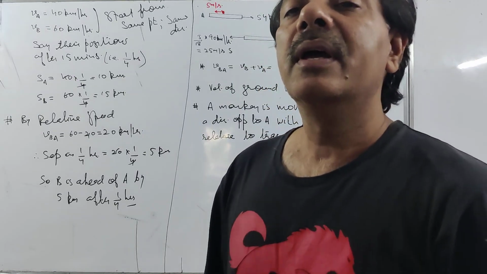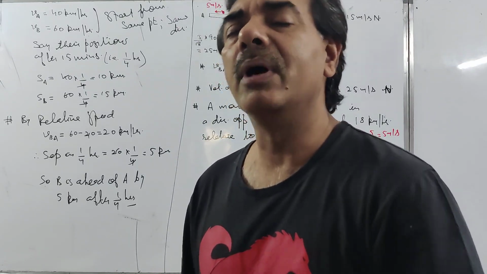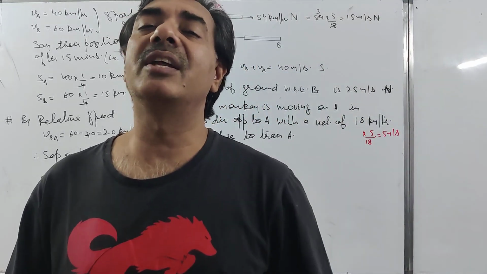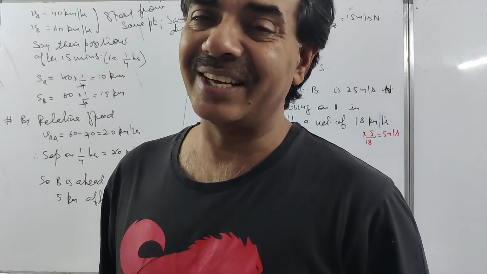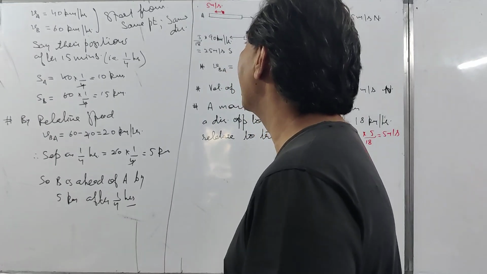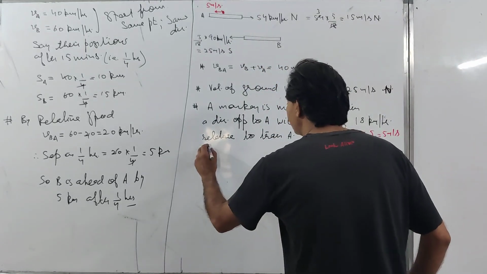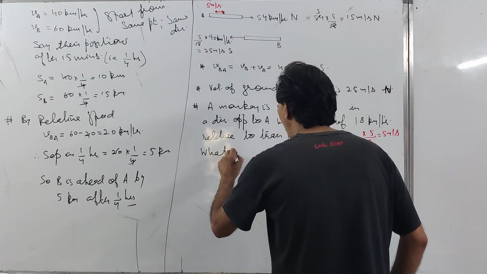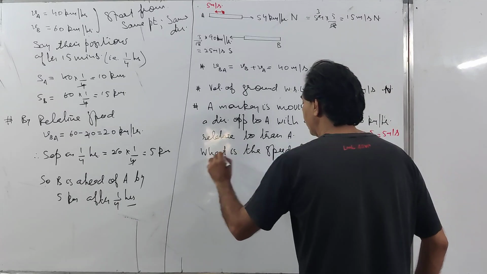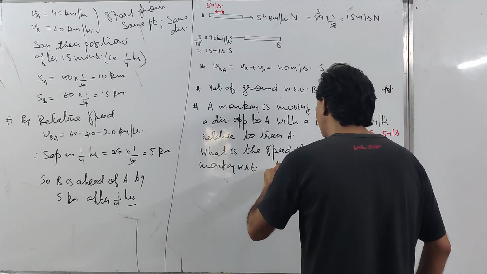You know what this means? Had the train A been at rest, the monkey is moving with a speed of 5 meters per second. The monkey's own speed is 5 meters per second. The question that he has asked is, what is the speed of the monkey with respect to a person at rest? What is the speed of the monkey with respect to the ground?